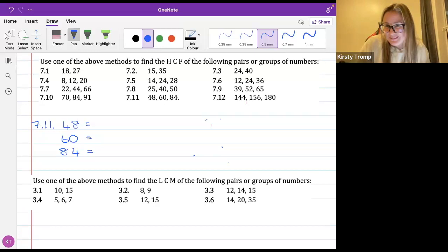Ma'am, I did 84. You did 84, that's fine. How do you get the prime factors of 84? What did you do? Ma'am, I used the cheat method for the cashew. Beautiful. And what do you get?